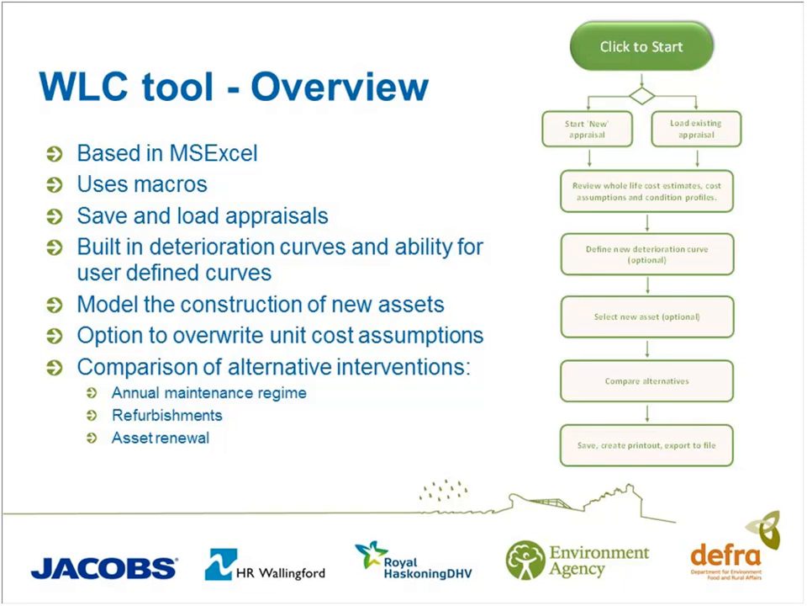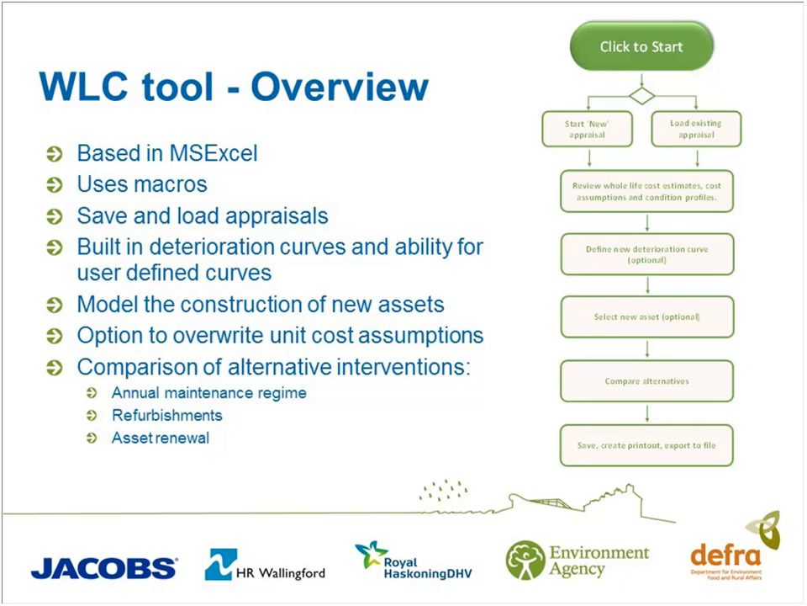So it's got these built-in deterioration curves and the ability for the user to adjust and define their own deterioration curves. We can also model the construction of a new asset in the tool, so that's quite an interesting development where we can look at the benefits of constructing an asset of a different type at some point in the future to replace the existing asset. We encourage people to view the whole life costs and overwrite any unit cost assumptions if more local knowledge is available. So an analysis comparison of different annual maintenance regimes, say refurbishment during the midlife of an asset and then perhaps asset renewal at the end.